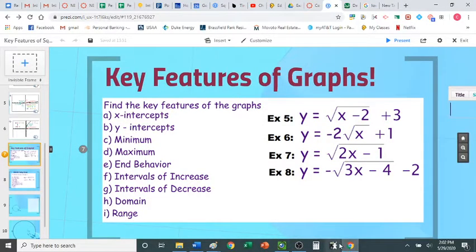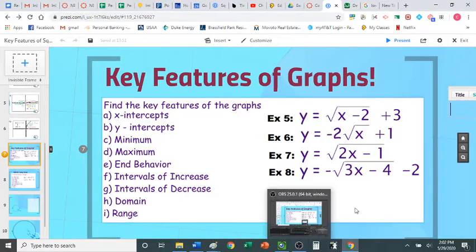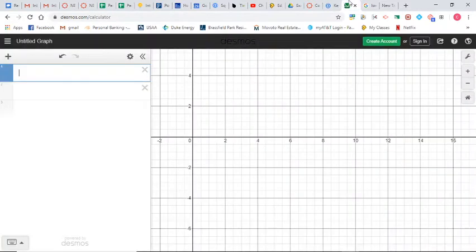So again, this function is impossible to do on your calculator. You cannot find most of the key features using your graphing calculator. So again, most of the time with square root functions, Desmos.com is going to be your friend. So I encourage you to try Desmos.com while graphing square root functions, because a lot of the times your graphing calculator won't be able to help you on a square root function. Alright, well let's get started.